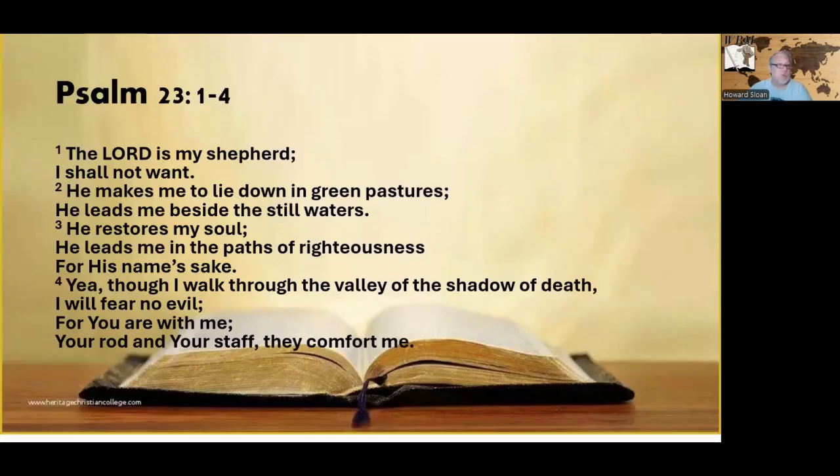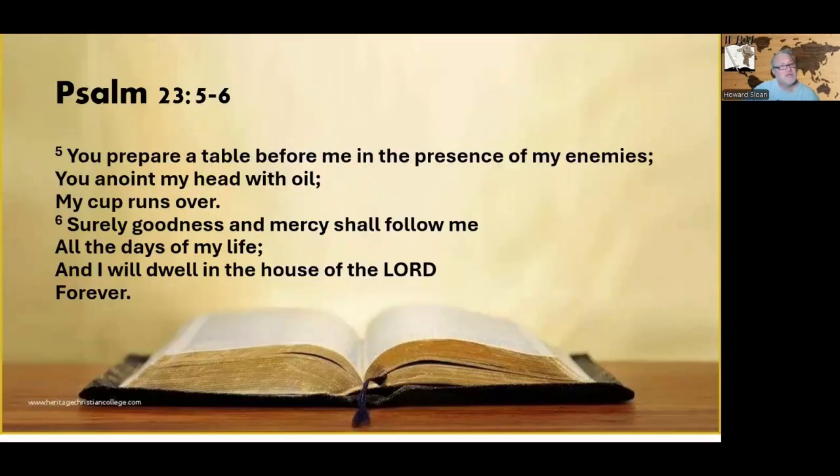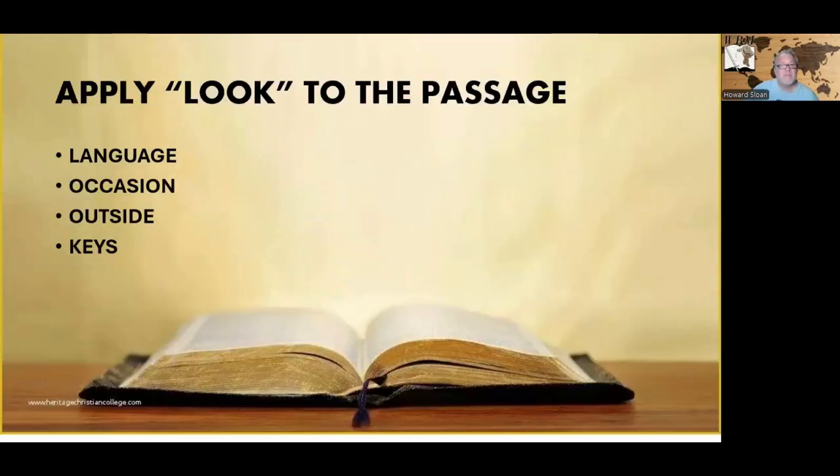Now, what I'd like you to try is to look at Psalm 28, 1 through 4. Or, sorry, we'll make that the whole section, 5 through 6. And apply look to this passage: language, occasion, outside, and keys. And see how well you do applying these things to a very familiar passage.